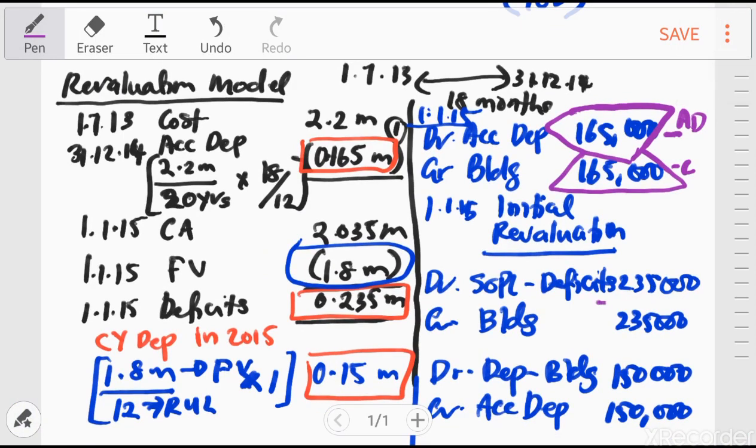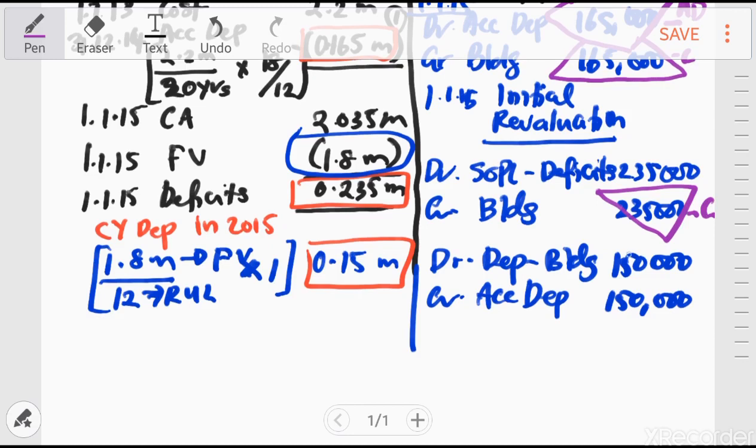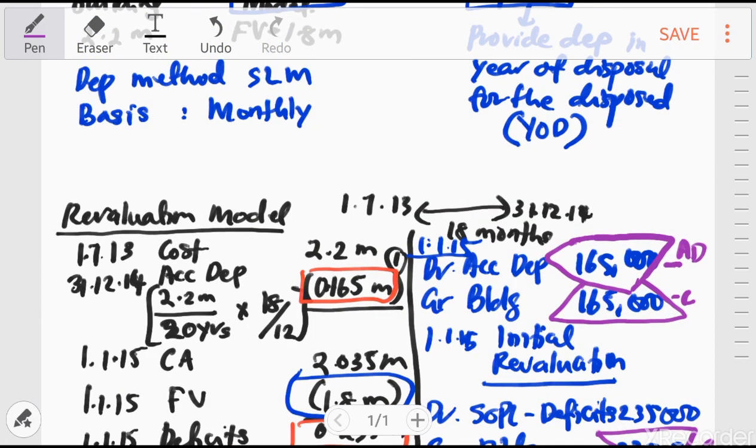This deficit of 235 will be deducted at the cost or valuation section. And the depreciation for building, you have this one, right? The depreciation is debited to the SOPL, but the accumulated depreciation will be credited. So it will be credited, meaning that it will be added in the accumulated depreciation in the schedule. Okay, that one is the impact to the schedule that we will prepare later.